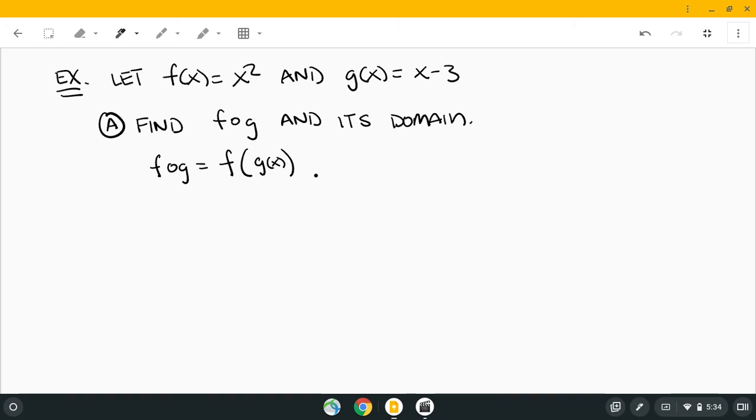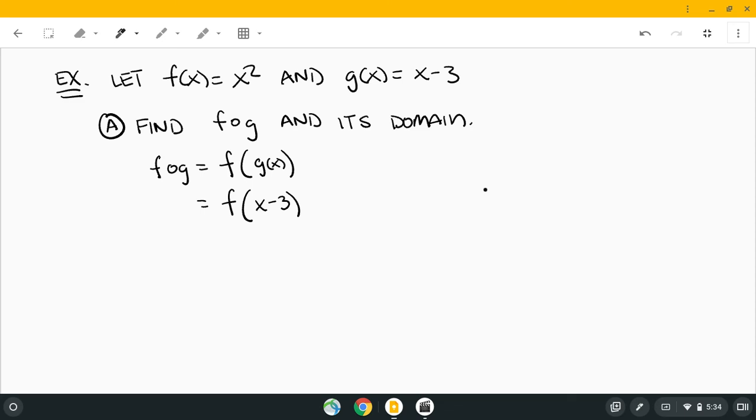All right, so let's go back over here. So f of g means f of x minus 3. And so this is what I need to substitute into the f function. I will replace the x over here with g, which happens to be x minus 3. So I'm going to replace the x with x minus 3, and I get x minus 3 squared.